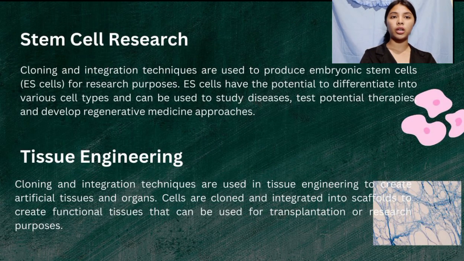Moving on to stem cell research. Stem cell research is a well-established field. Embryonic stem cells, or ES cells for short, have the potential to differentiate into various cell types, and are used extensively in disease modeling, drug testing, and regenerative medicine. However, though widely used in research, the use of embryonic stem cells raises ethical concerns, which has led to the development of induced pluripotent stem cells, or iPSCs, as an alternative.